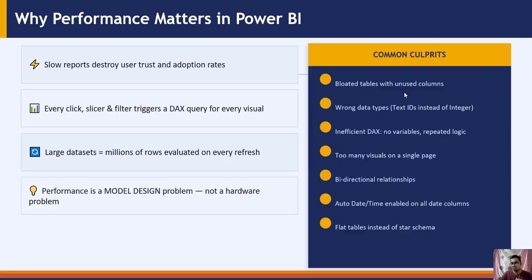And these are the common culprits. Bloated tables with unused columns. We need to remove unnecessary columns which you are not utilizing in the report. Wrong data types. The integer data type can be compressed easily by the VertiPaq engine, so we need to avoid using text IDs wherever possible. And inefficient DAX. You need to leverage the usage of variables instead of repeating the logic, which we will see in upcoming slides. Too many visuals on a single page.